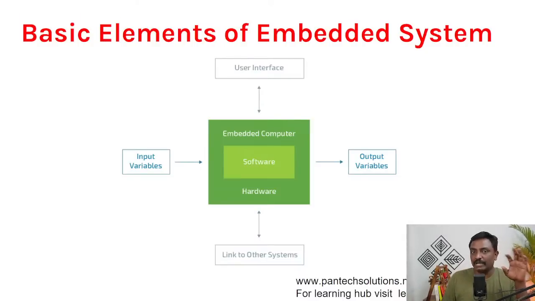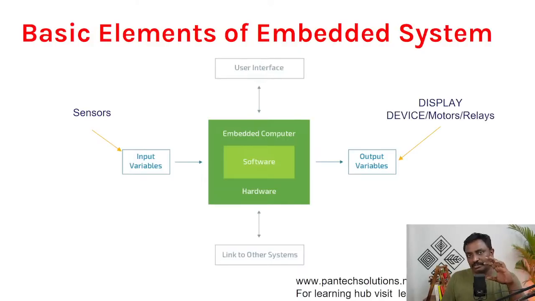So basically, you have the input variables, which are the sensors, and you have the output variables, which may be motors, relays, or display devices. The user interface can be a keypad or touch panel. All these are ways you can give input to the microcontrollers or DSP processors. They call it HMI, which stands for human machine interface, and then there are links to other systems.